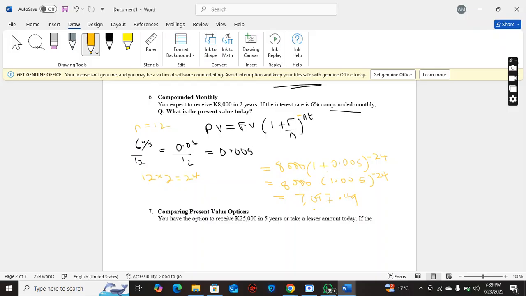Right. So basically, in simple terms, what we're saying is if you invest today 7,097 kwacha in a bank or an investment where the interest is compounded monthly and the interest rate is 6%, you're going to have 8,000 after 2 years. Any questions?